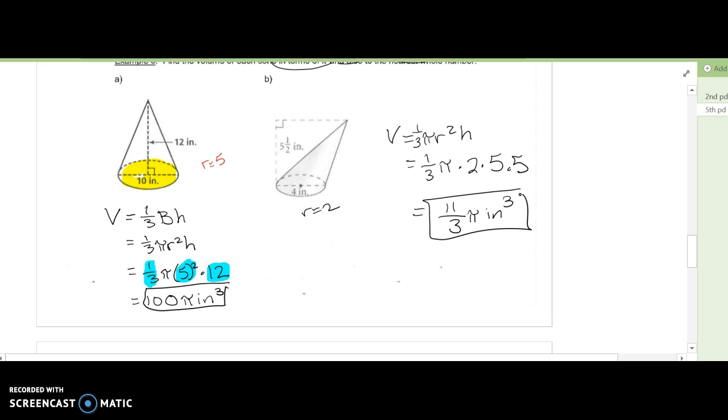So remember, the buttons you press to change a decimal to a fraction in your calculator is the math button, and then it's the first option under math. It's convert to fraction. It's a little arrow and it says frac.